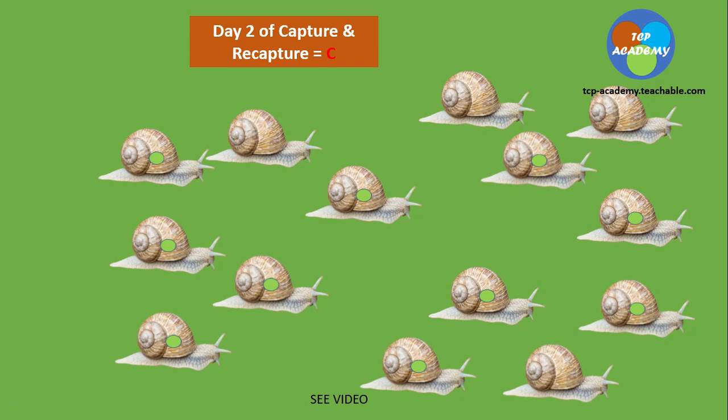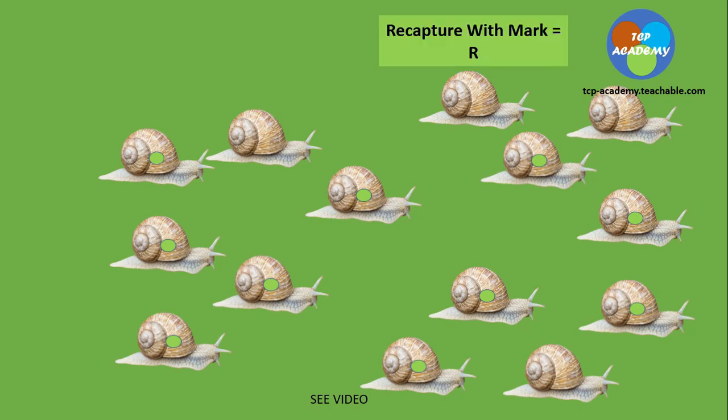Now that information is going to be very, very important: the total number versus those that are marked versus those that are not marked. That's going to be needed for your calculation. So for recapture, we need to count the number of organisms that we have here that are recaptured. And the recaptured organisms are going to be those organisms that bear that green mark.